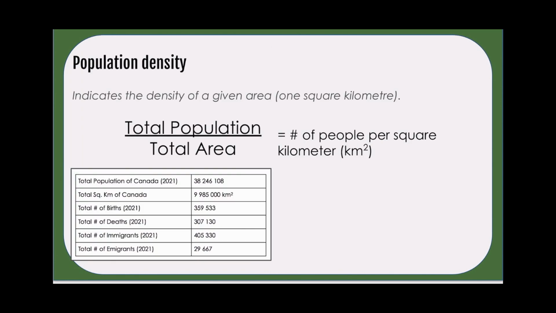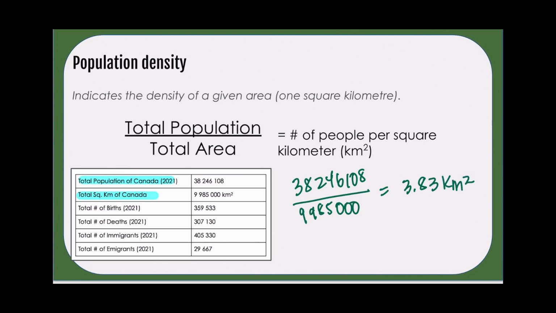And so what we're going to be focusing in on is our total population and our total square kilometers. So let's take our total population and then we're going to divide it by the total area of our location. So in this case, it's represented by square kilometers. And we're going to divide our total population by our total area. And that's going to give us a total of 3.83 kilometers squared, which is our unit of measurement.